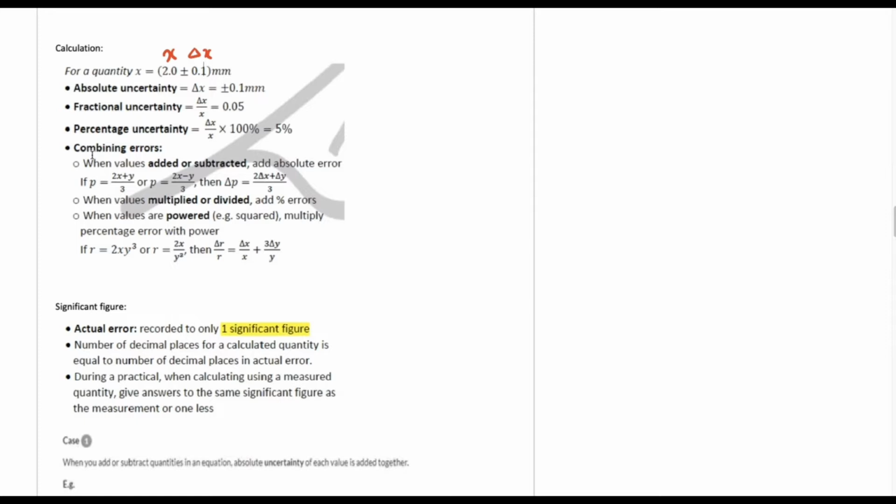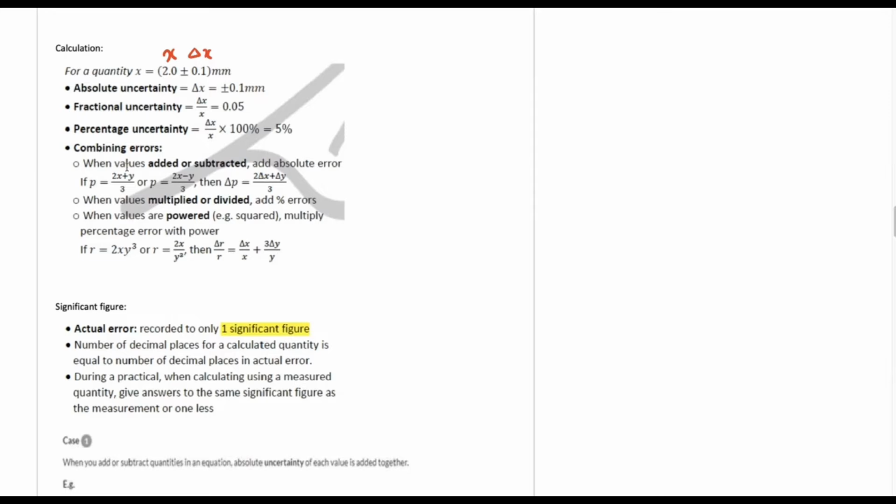Now, combining errors. Sometimes we have to add the values, sometimes subtract the values. Then how do the errors work? We add the absolute errors. No matter whether you are adding or subtracting the values, for the error we just add them up.